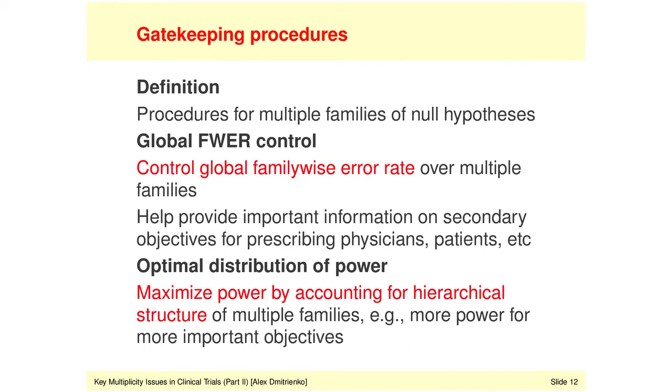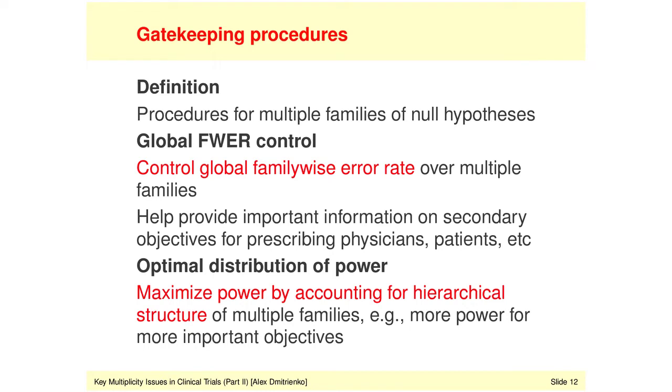How do we define gatekeeping procedures? The definition is given at the top of this slide. In very simple terms, gatekeeping procedures are simply examples of multiple testing procedures that are designed for this particular class of multiplicity problems that employ multiple families of null hypotheses. An important property of gatekeeping strategies is that they are based on the closed testing principle and they preserve the type 1 error rate, known typically in this context as global family-wise error rate control.